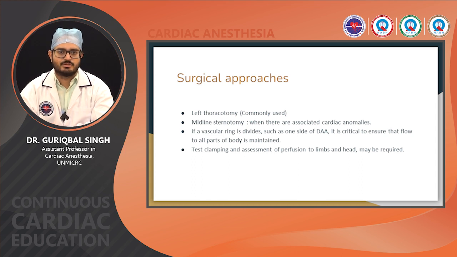So what are the surgical approaches used for the correction of double aortic arch? The most commonly used is left thoracotomy, and midline sternotomy when there are associated cardiac abnormalities. If a vascular ring is divided, such as one side of double aortic arch, it is critical to ensure that flow to all the parts of body is maintained. Test clamping and assessment of perfusion to limbs and head may be required.